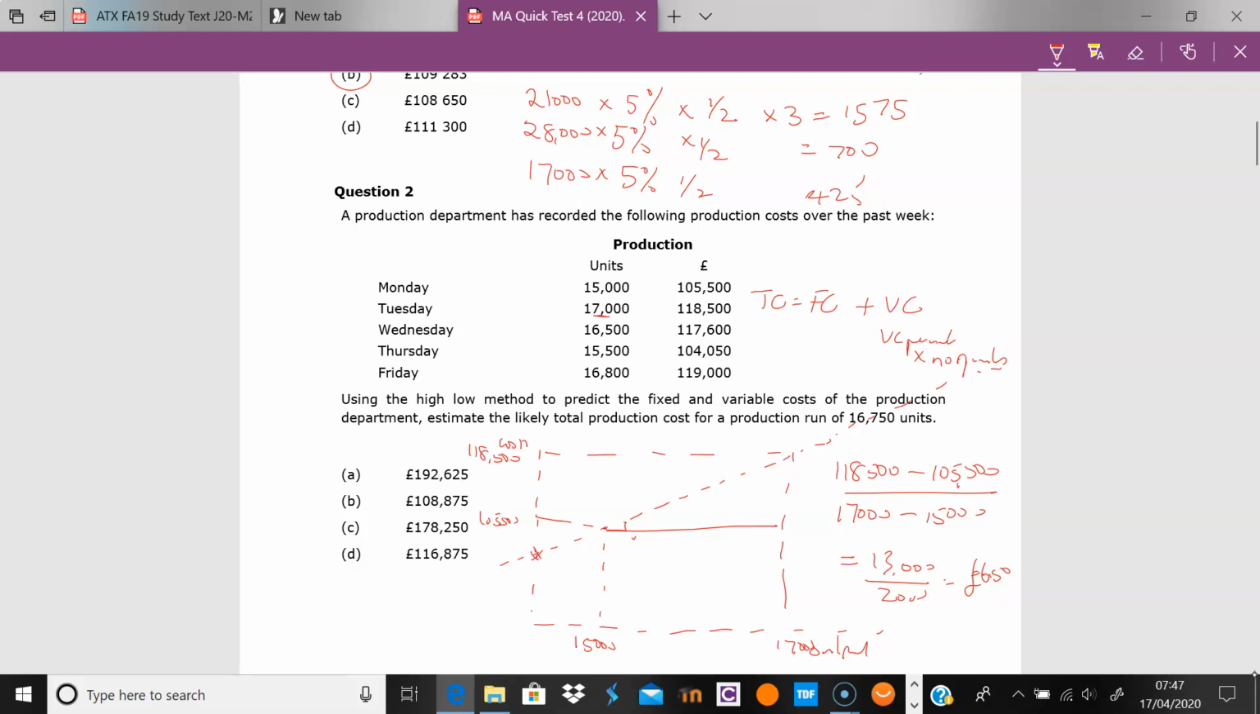Now I can find what the fixed cost is, because total cost is equal to fixed cost plus variable cost. If I take these units, for example 15,000, and multiply it by its variable cost of 6.5, I know what the total cost is. The total cost here is 105,500, so I should be able to find my fixed costs. My fixed costs are therefore 105,500 minus 15,000 times 6.5. 15,000 units times 6.5 is 97,500, which means that your fixed costs here are 8,000.